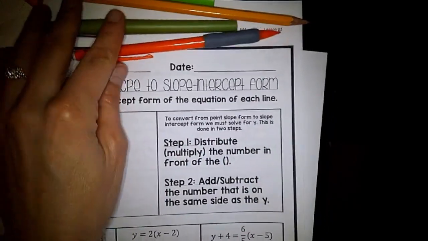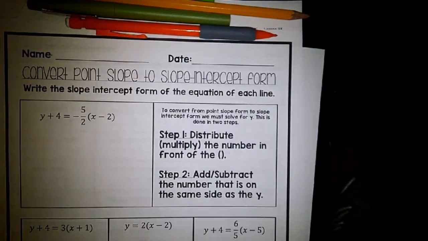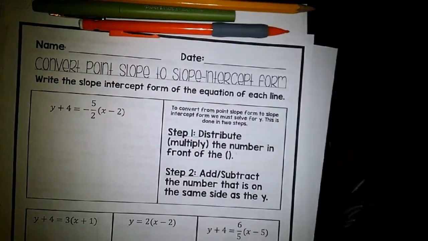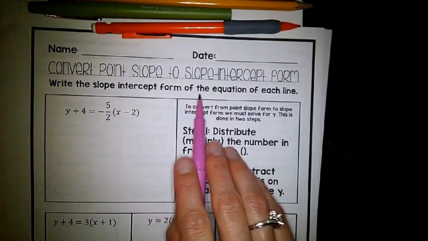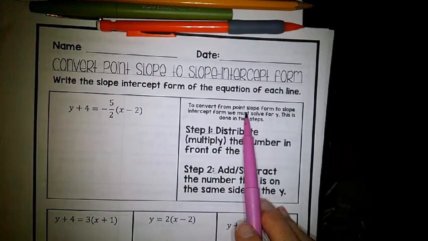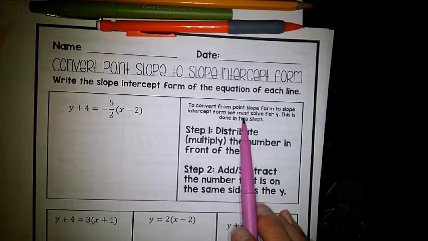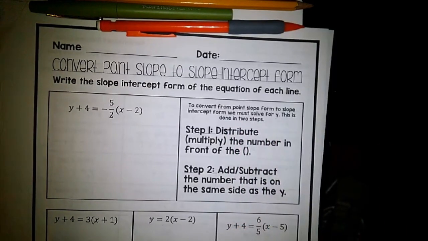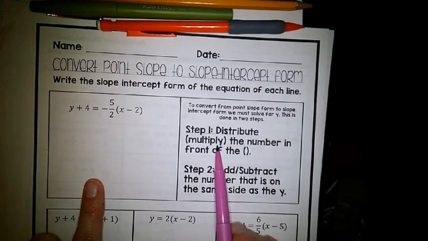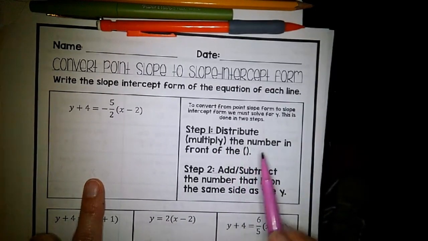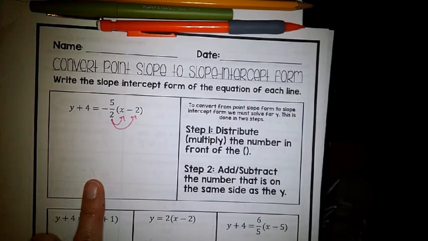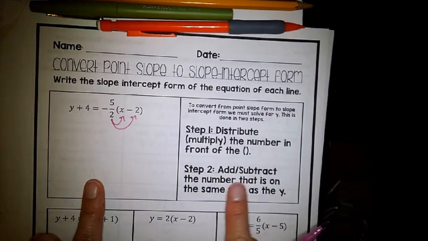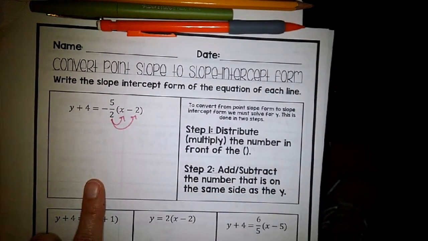Now we're going to convert point slope to slope-intercept form. This one's a little bit more detailed, so let's pay attention to the details. First of all, they want us to write the slope-intercept form of the equation of each line, and to convert from the point slope form to slope-intercept form, we must solve for the value of y. This is done in 2 steps. Yesterday, I told you we needed to distribute or multiply the number in front of the parentheses to each thing inside the parentheses. Then you're going to add or subtract the number that is on the same side as the y.